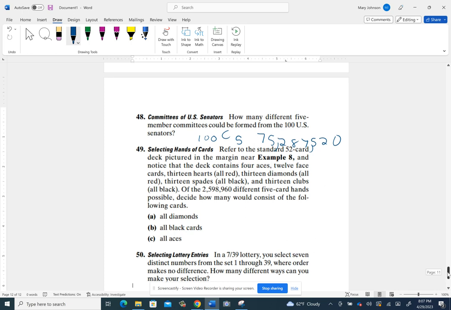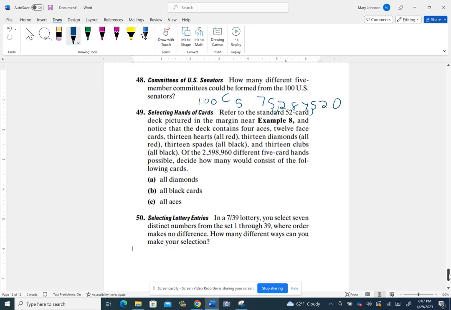All right, card hands are a classic example because you can rearrange the cards in your hand, so the order doesn't matter; it'd still be the same hand. So you would use C for that. Okay, so you know about the cards, and there's that many different 5-card hands possible. Decide how many would consist of the following cards.